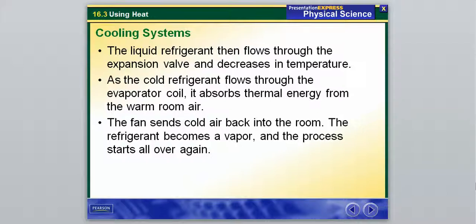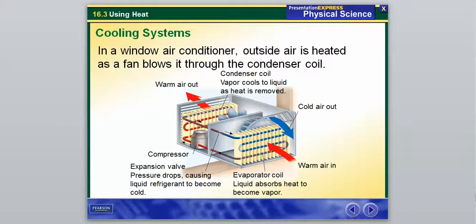As the cold refrigerant flows through the evaporator coil, it absorbs thermal energy from the warm room air, and the fan sends the cold air back into the room. Then the refrigerant becomes a vapor, and the process starts all over again. Like I said, we're going to look at air conditioners more in class, so don't worry about writing any of this down. We'd rather do this in class, where it's a little more concrete and there's a better picture, so we can make more sense of it.